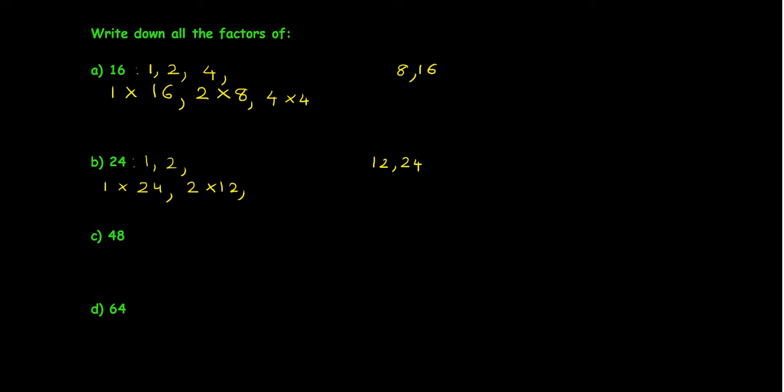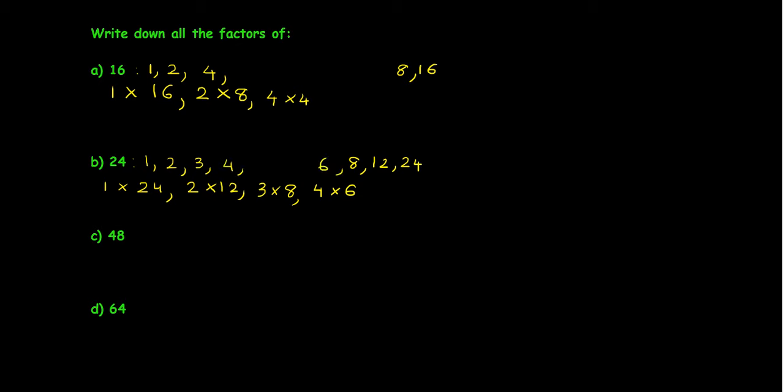2 plus 4 is 6, and 6 comes in the 3 times table, so 24 will come in the 3 times table. So 3 times 8 gives me 24. So 3 and 8. 4 times 6, it comes in the 4 times table as well. 4 and 6. So I'm going to write 4 and 6.